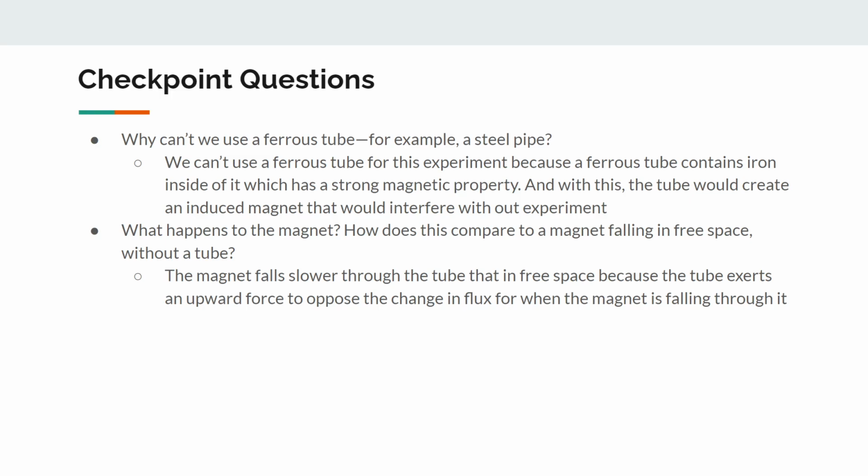And what happens to the magnet? How does this compare to the magnet falling in free space without a tube? The magnet falls slower through the tube than in free space because the tube exerts an upward force to oppose the change in flux as the magnet is falling through it.